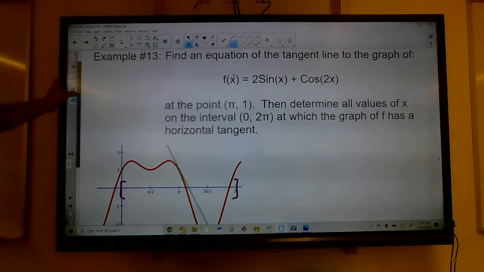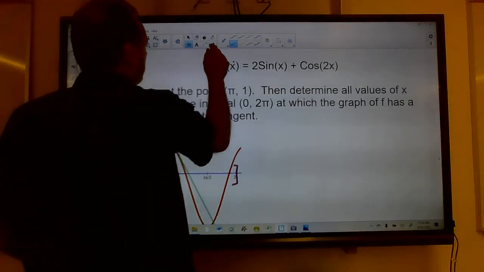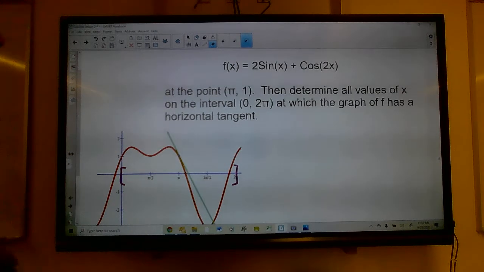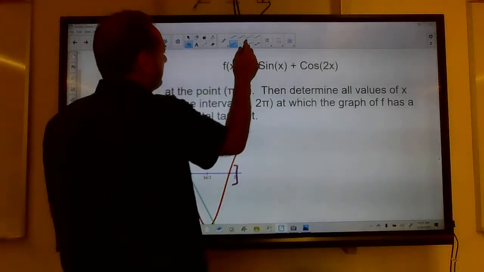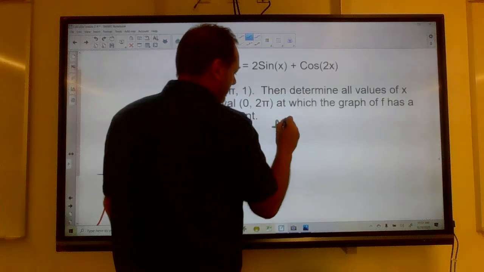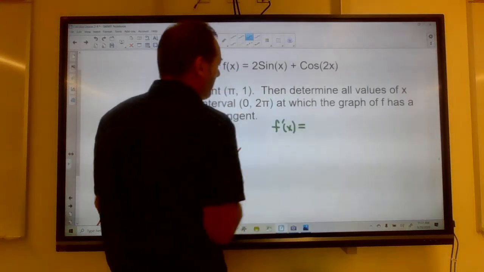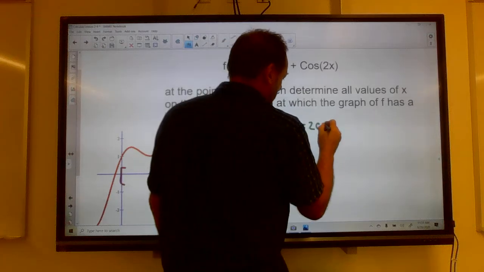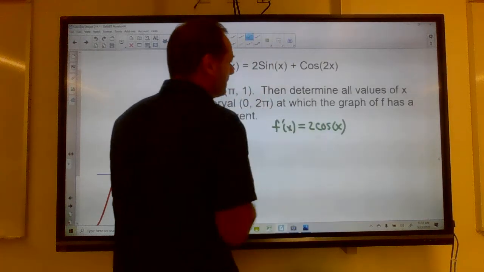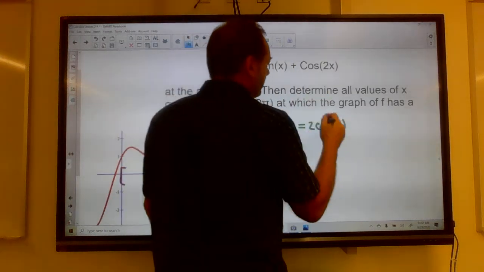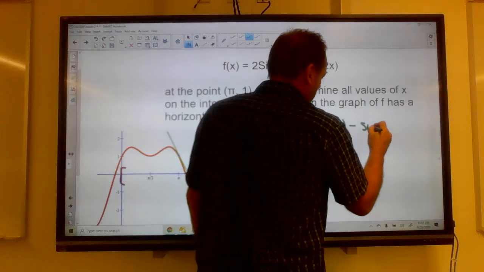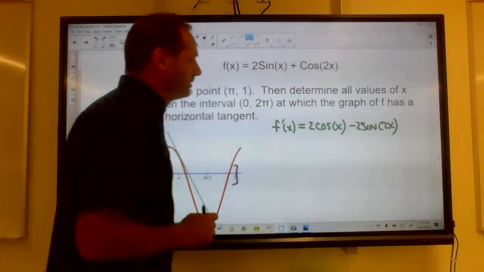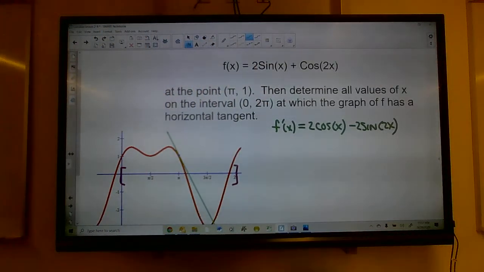Find the equation of the tangent line. Okay, so if I'm going to find the equation of a tangent line, I need to find the slope of that line. So I'm going to find the derivative of f of x. The derivative of f of x, f prime of x, is going to be, derivative of sine is cosine, so this is going to be 2 cosine x. Derivative of cosine is negative sine 2x. Use the chain rule, I get a 2. Derivative of 2x is 2.